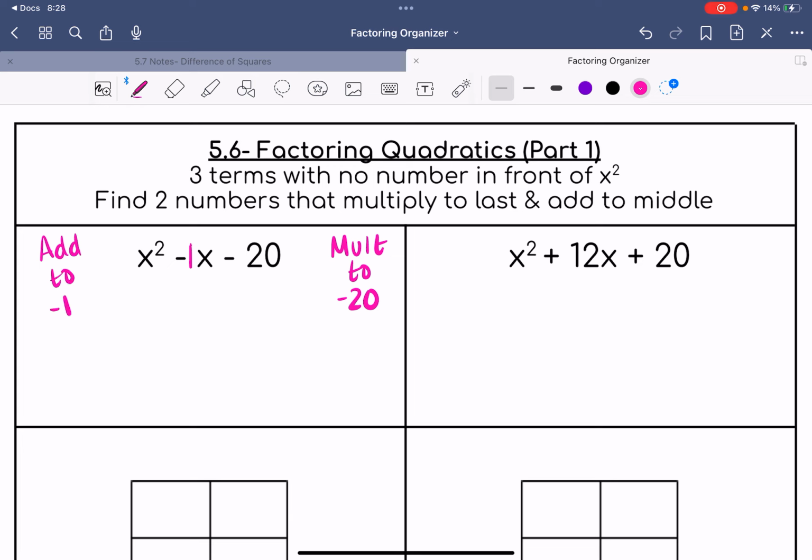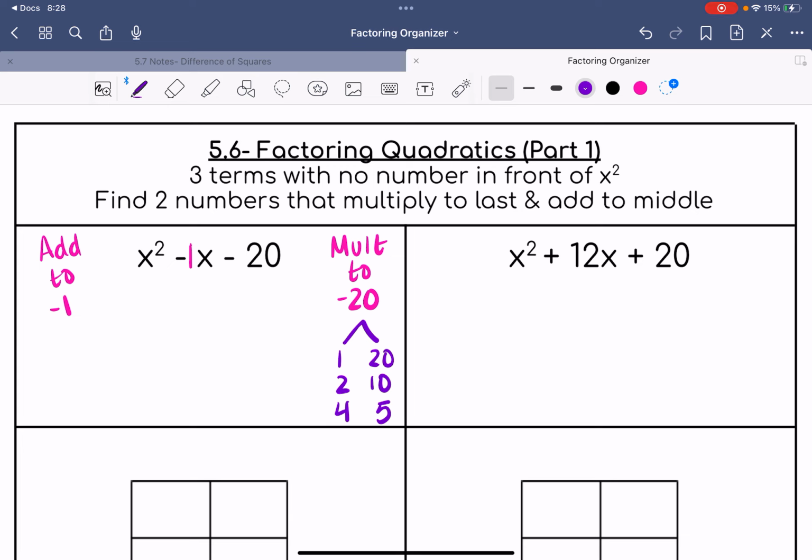So the first thing I'm going to do is list all of my multiples of 20. My multiples of 20 are 1 and 20, 2 and 10, 3 doesn't work, and then 4 and 5. From there, I need to multiply to a negative, so I can either use my table to do this, or I can think about the only way to multiply to a negative is 1 positive and 1 negative number. So to multiply to a negative, one of these numbers has to be negative.